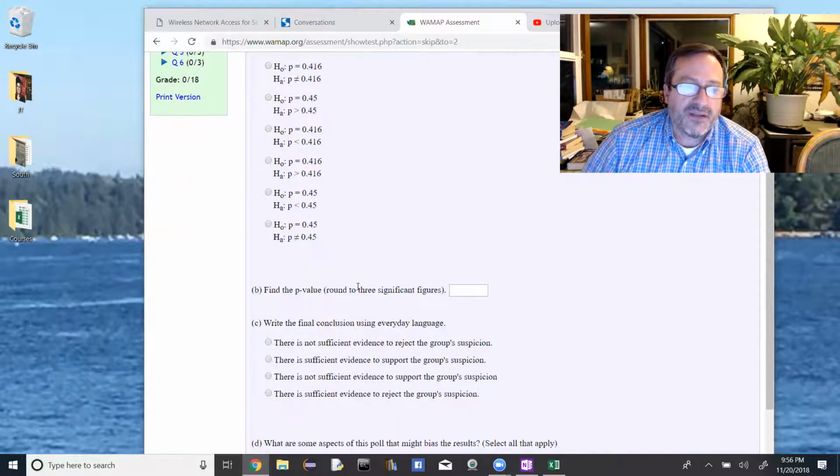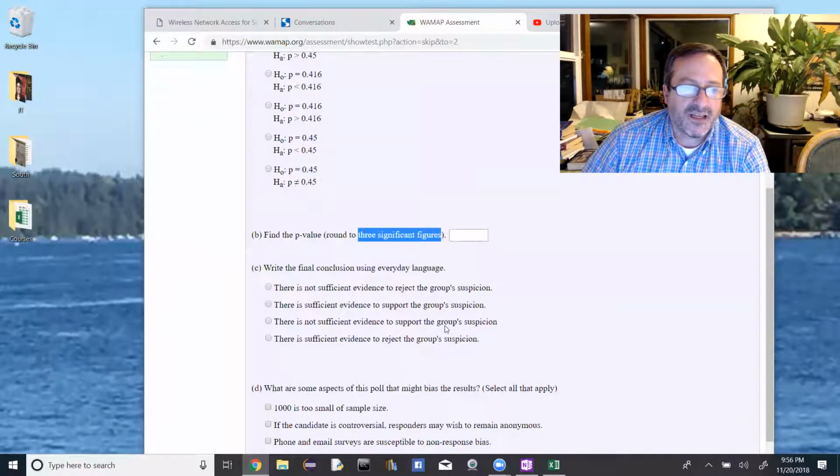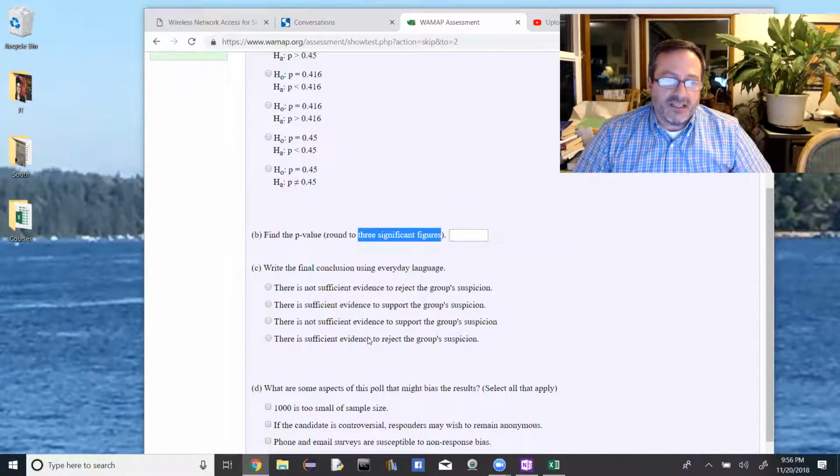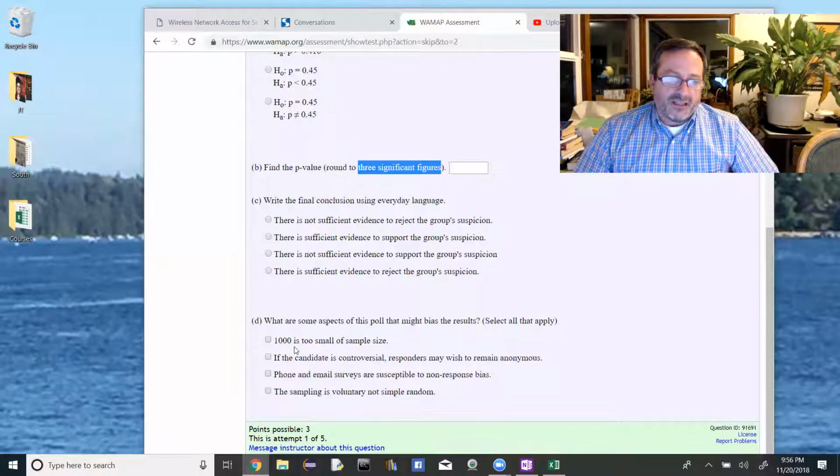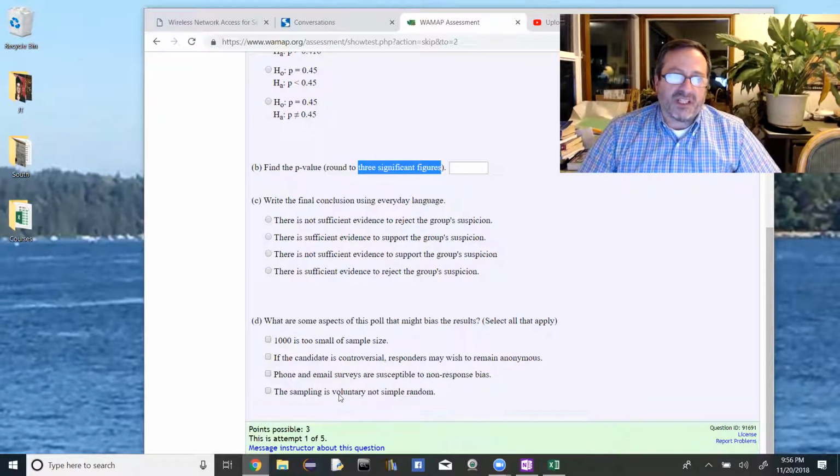Okay. Then it wants us to find the p-value and round it to 3 significant figures. So what that means is the zeros to the right of a decimal point don't count, and we want to have 3 non-zero digits to the right of the decimal point. Okay, and then determine the final conclusion. So we've been doing that already. And then it asks some questions about the type of poll that's being done here.